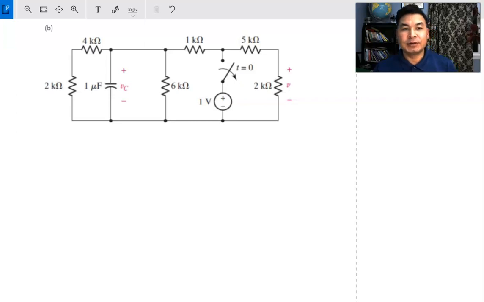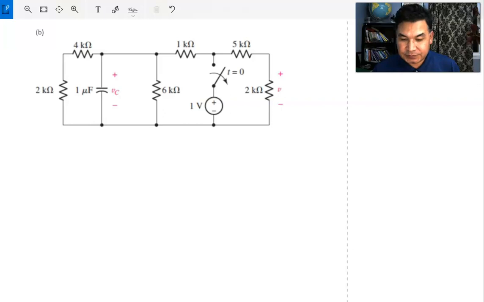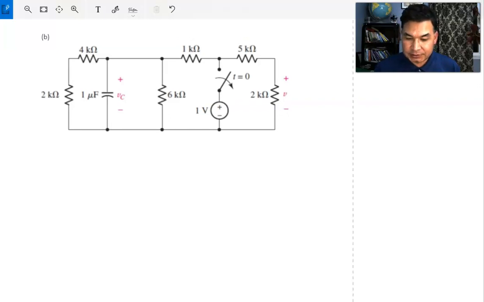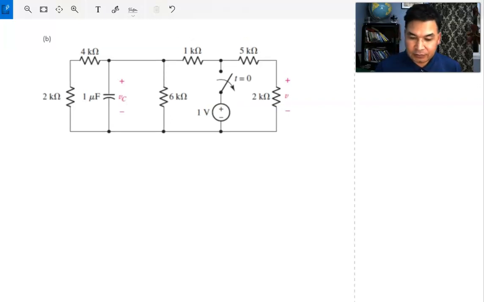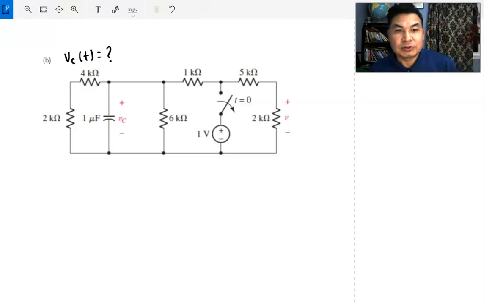Alright, hello everyone again. So here's another problem. For the given circuit, it says find an expression for the voltage across the capacitor as a function of time. For the given circuit shown, VC as a function of time. How the voltage across the capacitor changes over time, or discharges. It's a discharging problem, right?